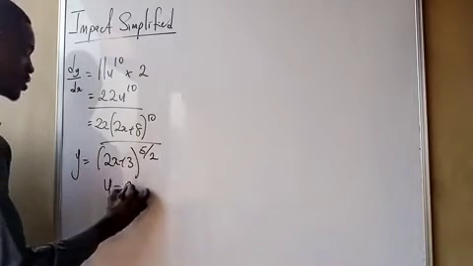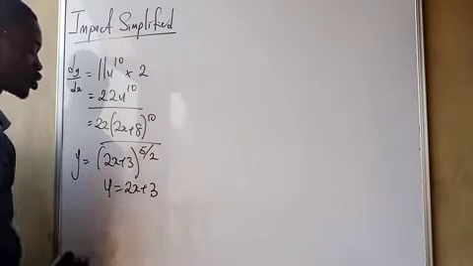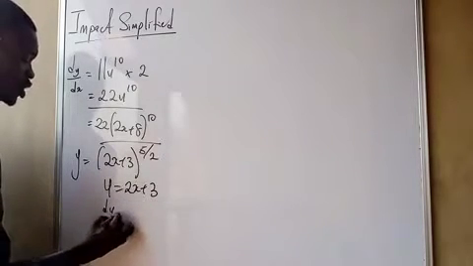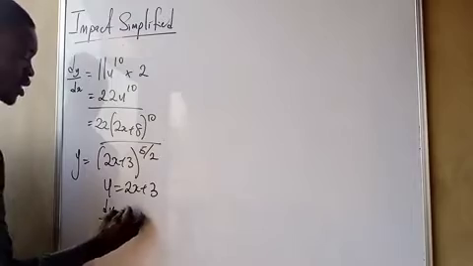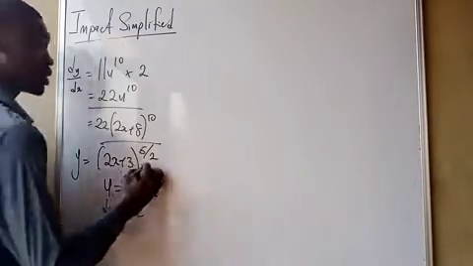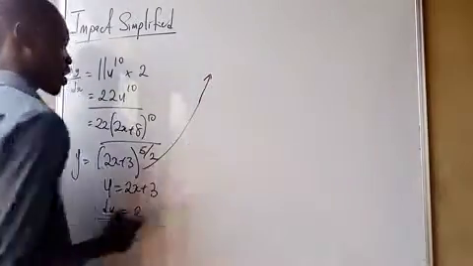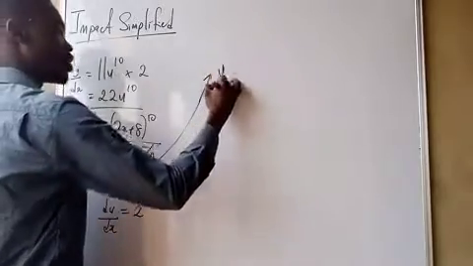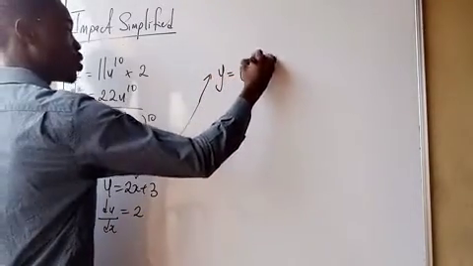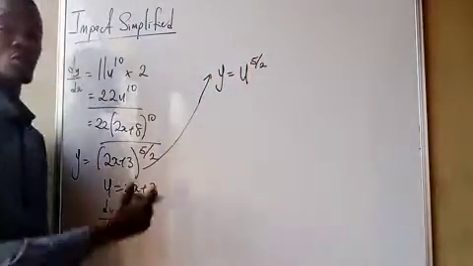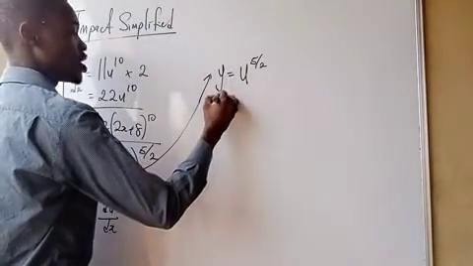That means your u is equal to the bracket, 2x plus 3. You differentiate: du/dx will give us 2. Then you go back to the question after having the first function, and that will give us y is equal to u to the power of 5/2. And then you differentiate, and this will give us what?